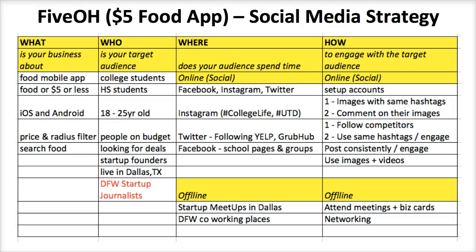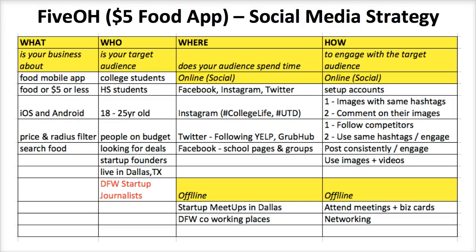Here is the social media strategy for 5.0 that we created before we launched. Actually, we created this 6 months before the launch. Now, 5.0 is a food app that helps people find food for $5 or less. So let's look at the what column.